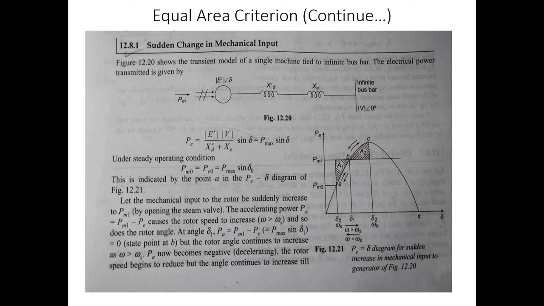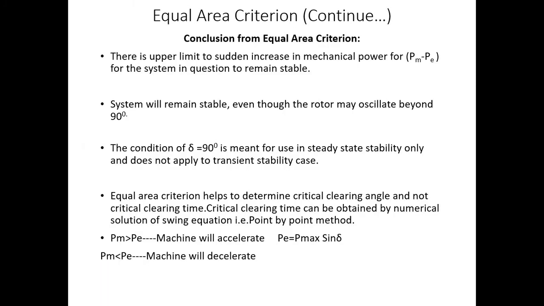So first of all, what is meant by the area of acceleration and the area of deceleration? It is clear that whenever Pm, that is mechanical power, is greater than electrical power P, at that time the machine will start to accelerate and its speed goes on increasing, and that area is called the area of acceleration. Whereas whenever the mechanical power is less than the electrical power output, the machine will decelerate, its speed goes on decreasing, and that area is called the area of deceleration. And the generalized equation for electrical power is P is equal to P max into sin del.